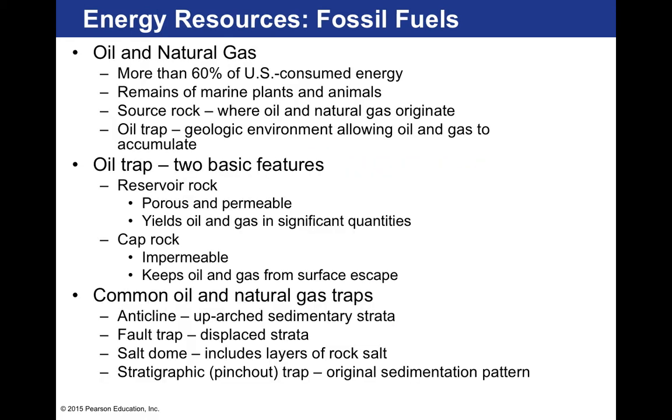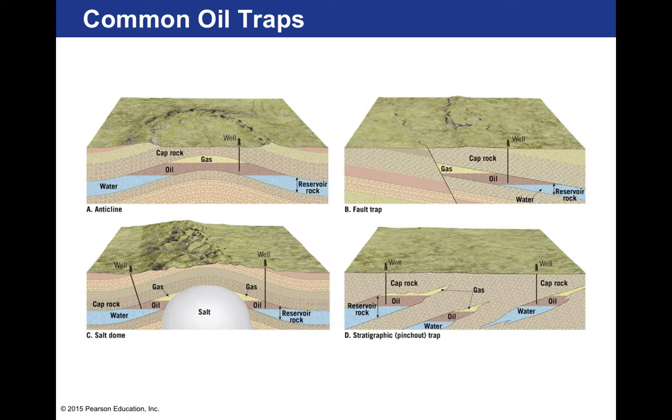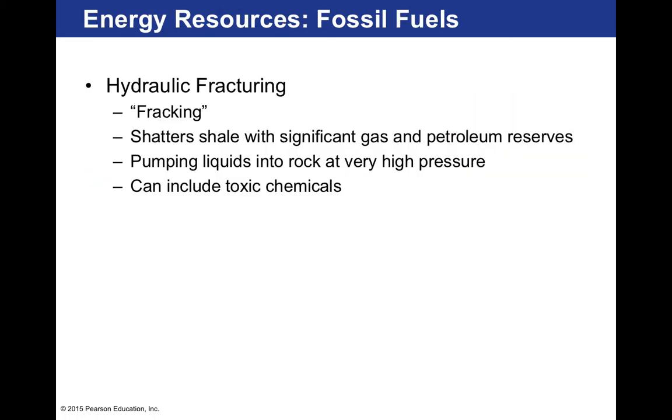All right, just some other resources that are a result of metamorphic rock, which are essentially fossil fuels. That's why we call them that. Oil and natural gas. There are different types of oil traps, a reservoir rock and a cap rock, and some other typical oil and natural gas traps would be anticlines, fault traps, salt domes, and stratigraphic traps. And this is just a picture of the different types of oil traps and gas traps, and the different ways that you would have to construct a well in order to get at those deposits.